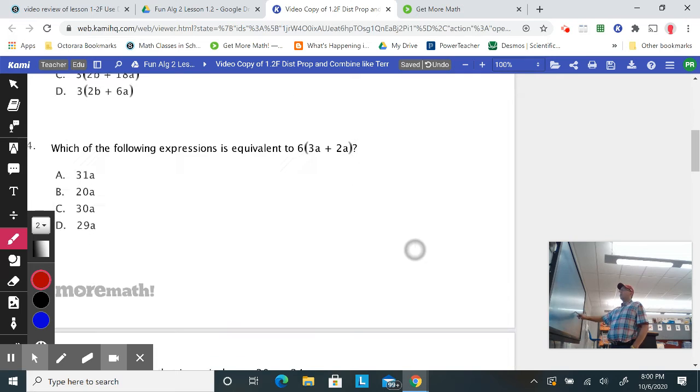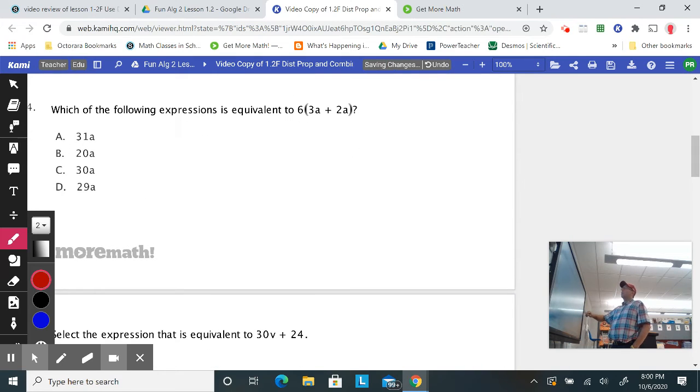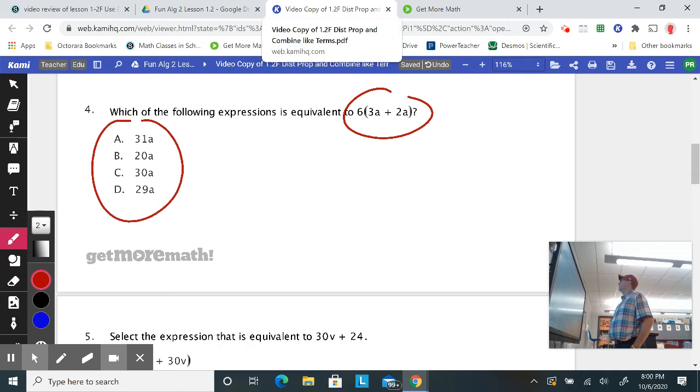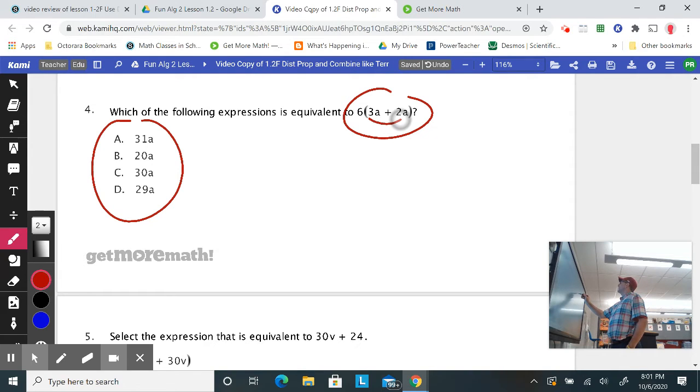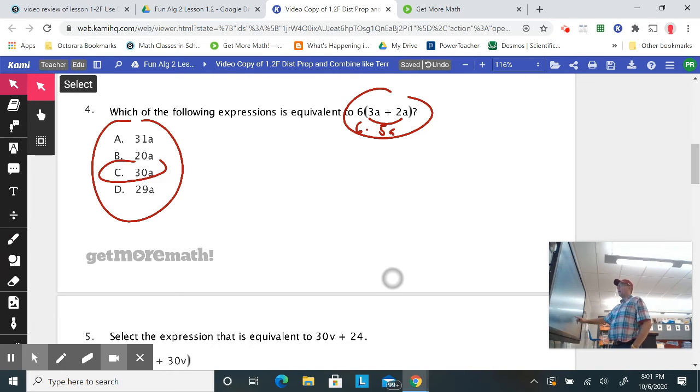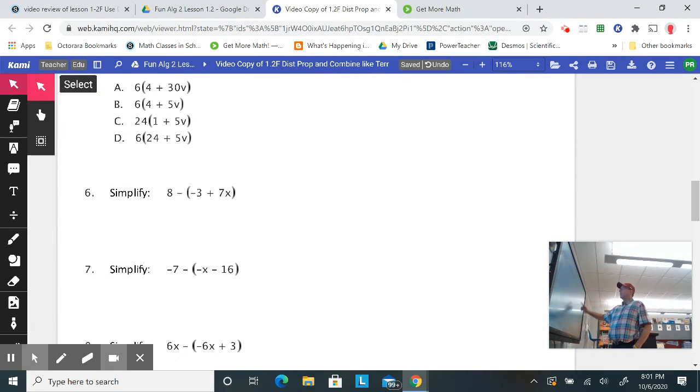All right, let's move on here. Number 4. Which of these answers matches this expression? When we can add inside, their like terms, you get 5a, and 6 times 5a is 30a. Boom. Most of you would recognize that pretty quickly. Next one. See if there's any more.